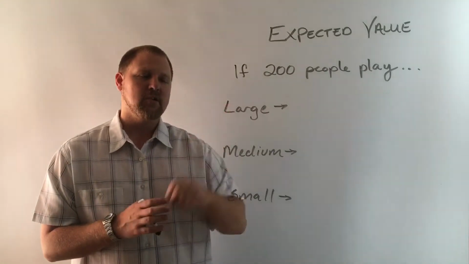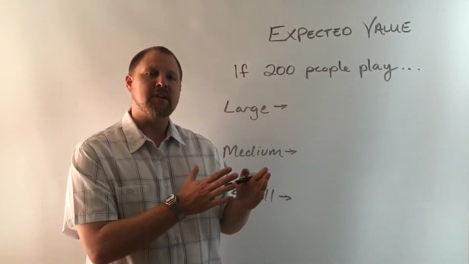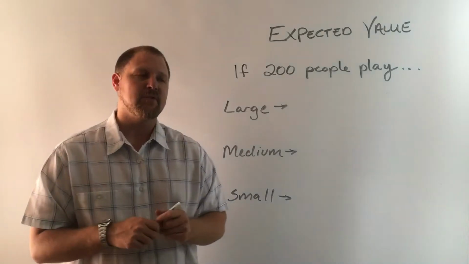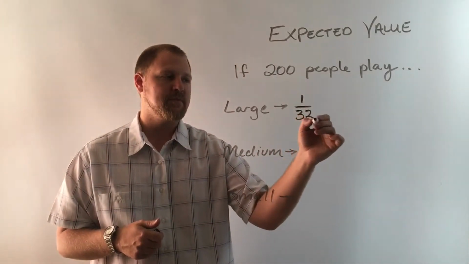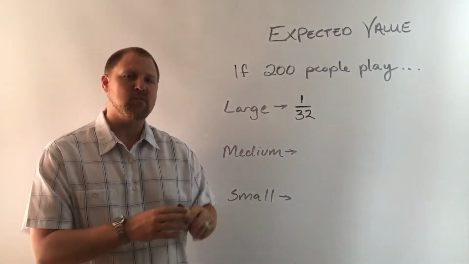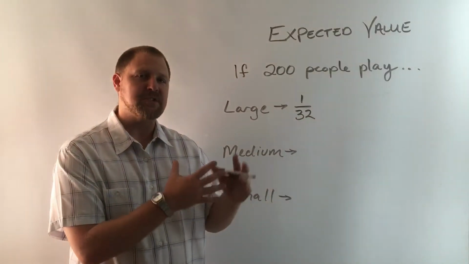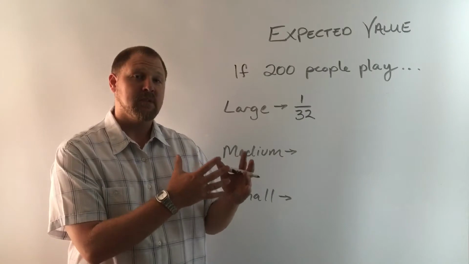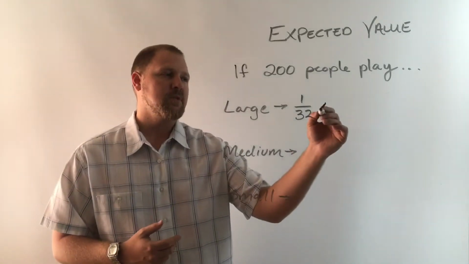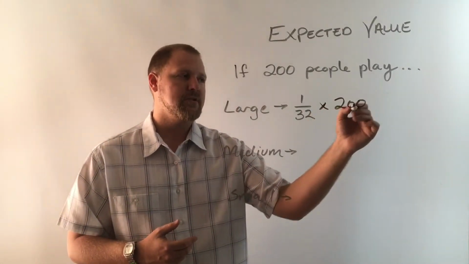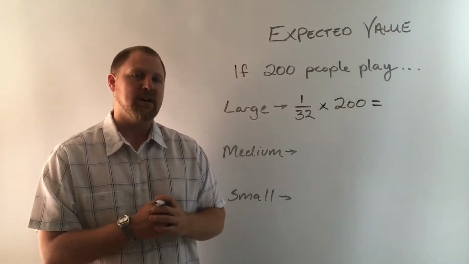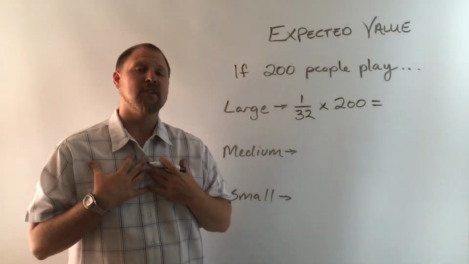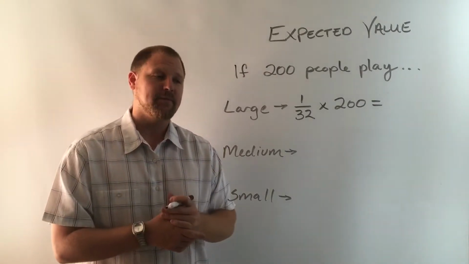So the rule governing a large prize was 5 successful hits. So the probability was 1 over 32. And that means 1 out of every 32 people will successfully get a large prize. So we have to then multiply that by 200, which will give us the expected value of how many large prizes I, as the carnival game operator, will give away.